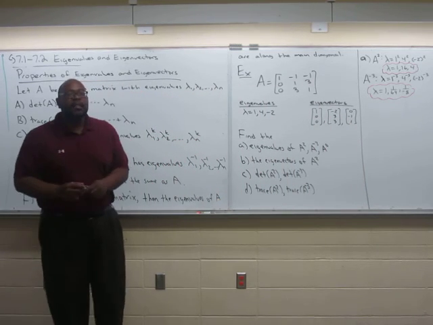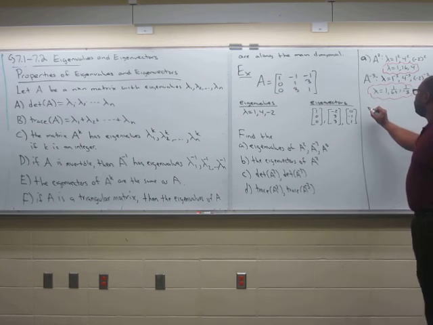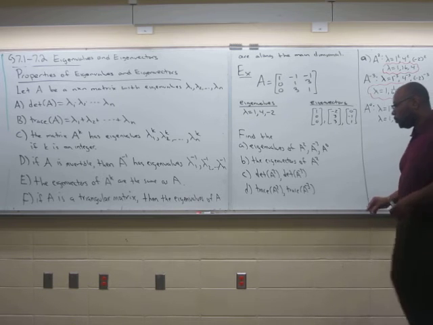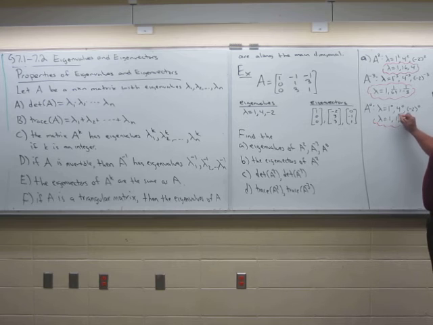What about the eigenvalues of A to the 0? It's going to be lambda equal to 1 to the 0, 4 to the 0, negative 2 to the 0. And my eigenvalues are all 1, 1, and 1 in this particular case. Did you get that right? I hope you did.